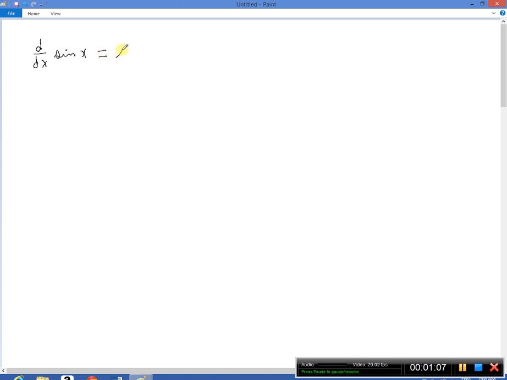Well, we have to appeal to the definition. And the definition, we'll use it in the h form, is the limit as h goes to 0 of, well, it's f of x plus h minus f of x over h. F is sine in this case, so it's the sine of x plus h minus the sine of x all over h.